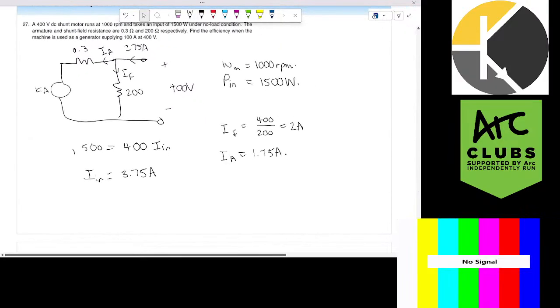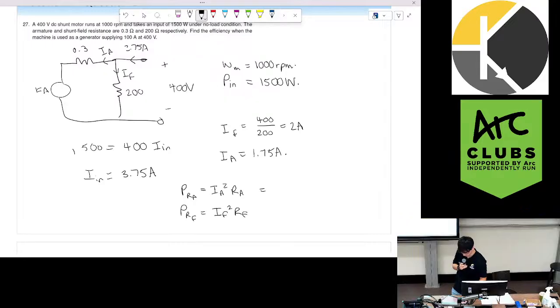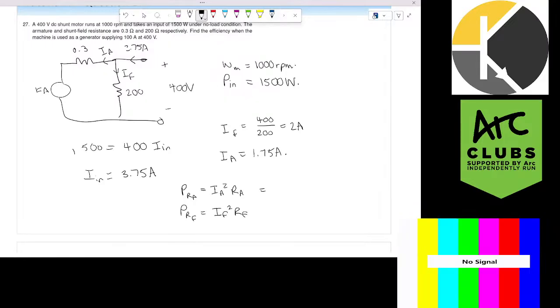Great. So now we can calculate all the losses in this circuit. So our loss from our RA will be IA squared RA, and our loss from our field resistance will be IF squared RF. So if we sub in the values, we get 0.918 watts loss for the armature and a much larger 800 watts loss for our field resistance.